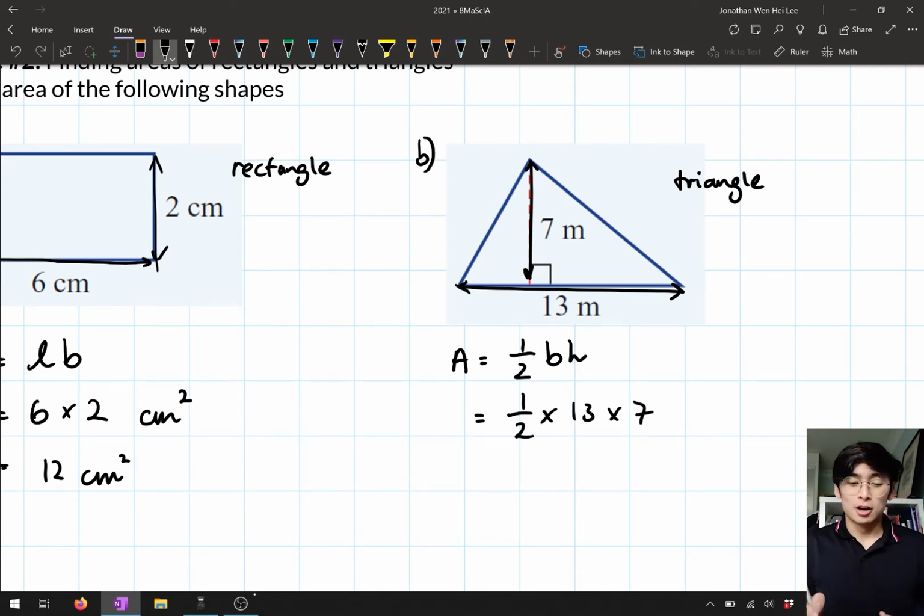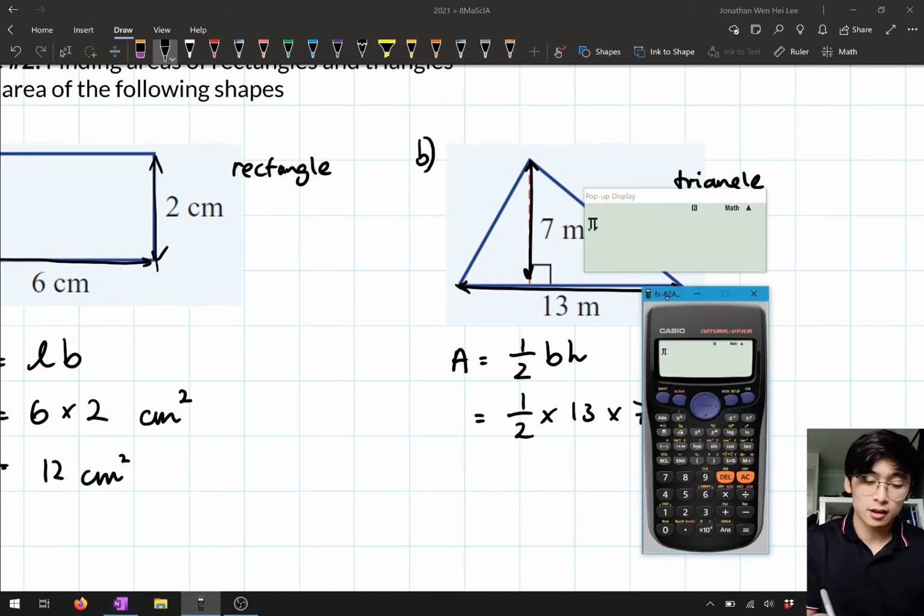Okay, now, just like we did in the first one, the measurements here are all in meters. So if I want to write the units for this, it's going to be meters squared, because area is measured in squared units. I need to square whatever units I have. So I need to write this meters squared. Okay, and then I can just calculate what this is.